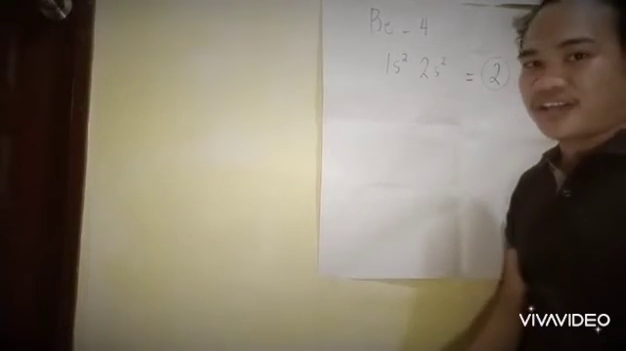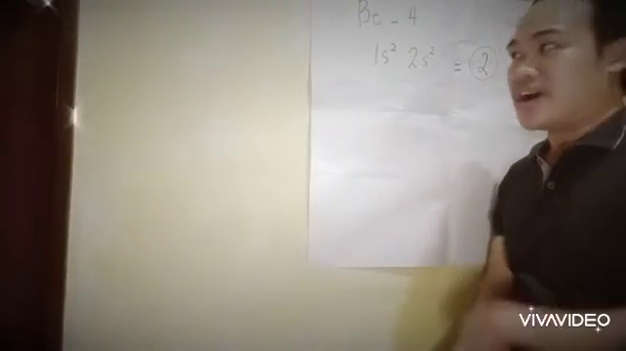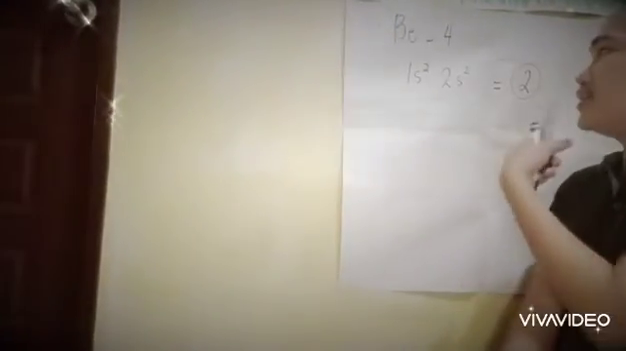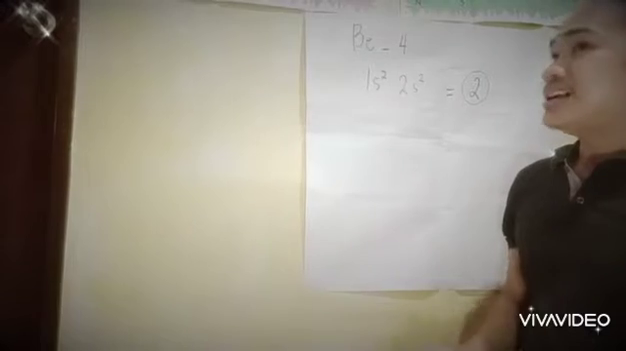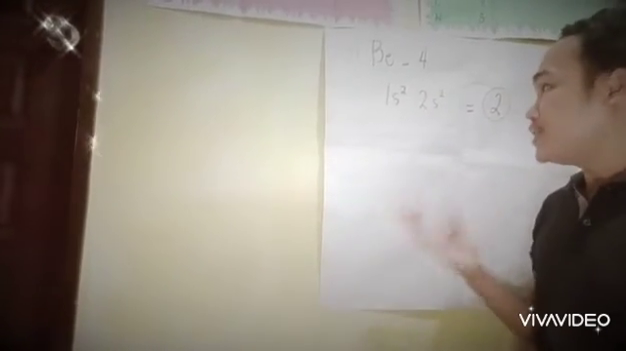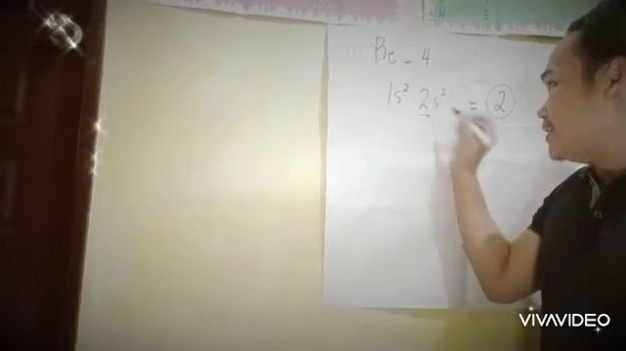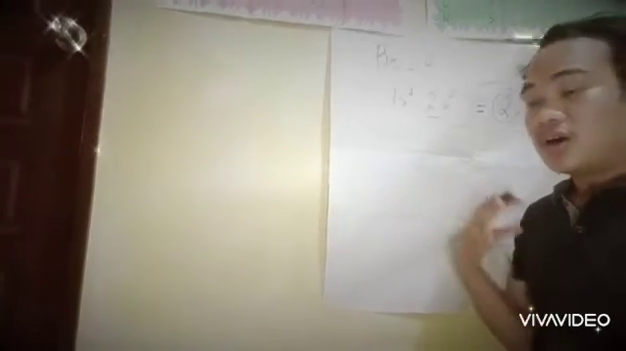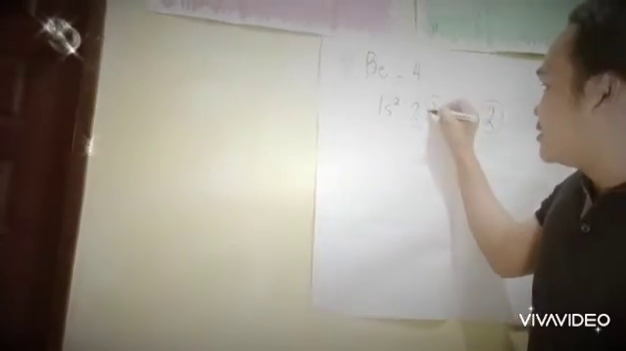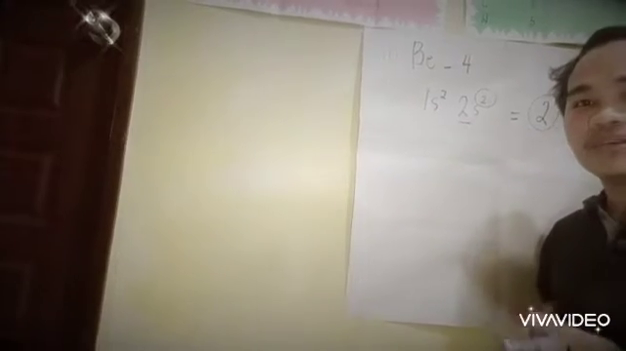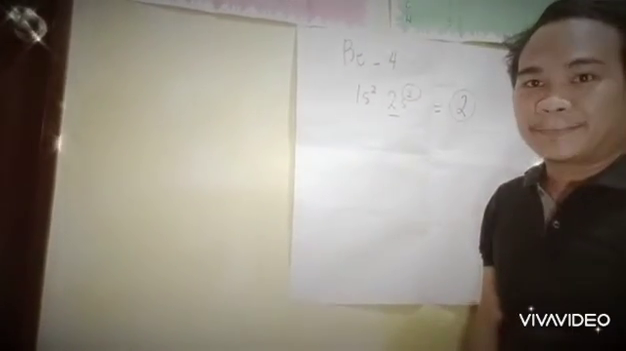So how can you get the 2? Or how did you get the 2 valence electrons of beryllium? Because the highest principal energy level of beryllium is 2, and the number of electrons in the 2s subshell is 2. So therefore, the valence electron of beryllium is 2.